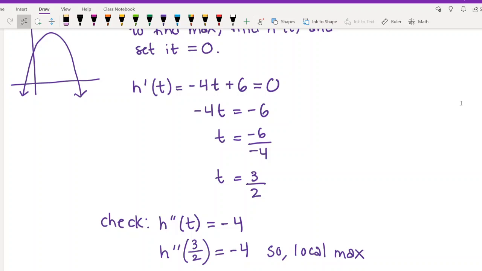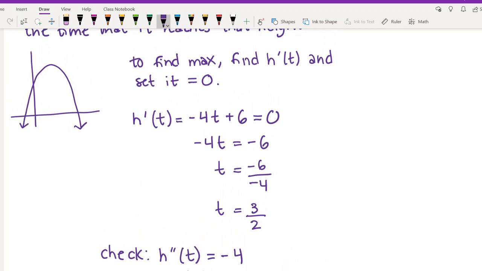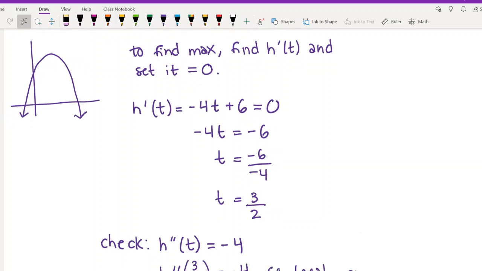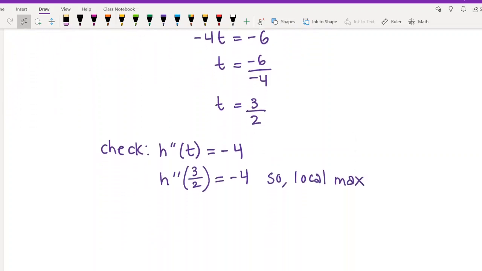So local max and min just means places where the tangent line is 0. And if you have a graph that's shaped like this one, that also just happens to be the very highest point on the graph. Okay, so we haven't quite finished answering this question, right? We've so far figured out that at t equals 3/2, we have a local max. So in order to actually answer the question, which asks what is the maximum height, we need to plug 3/2 into our original function.